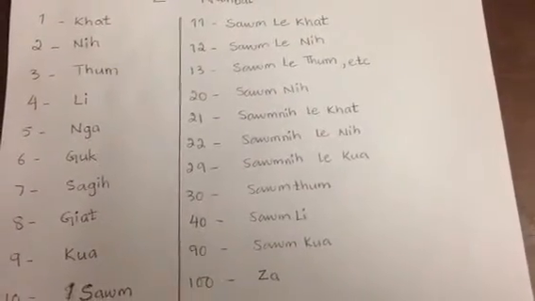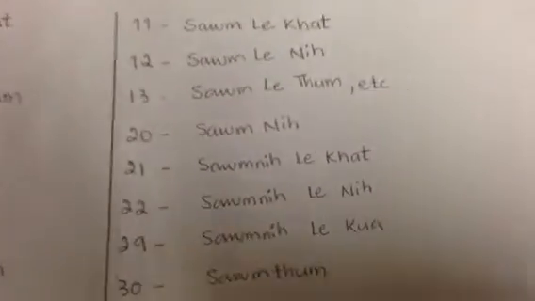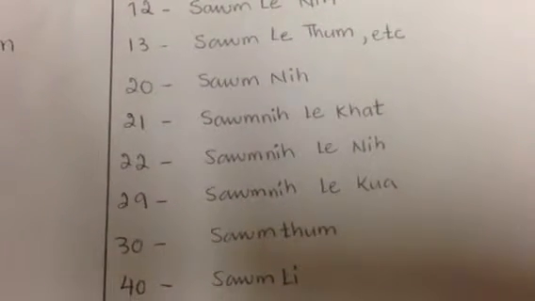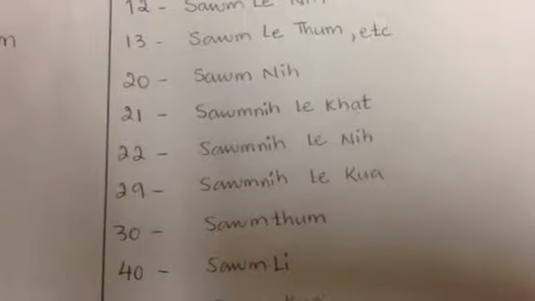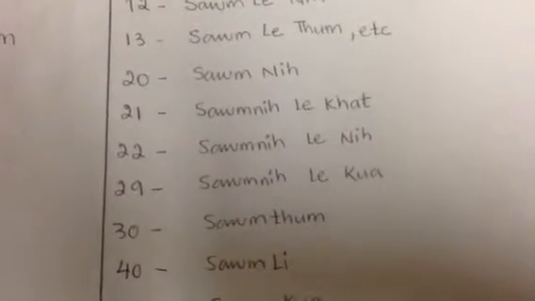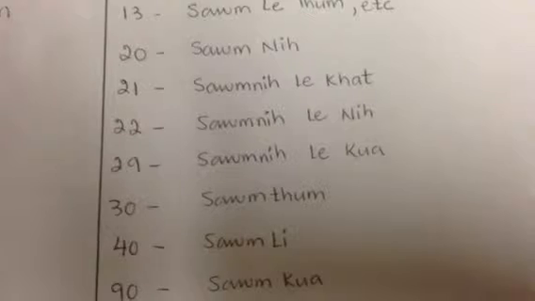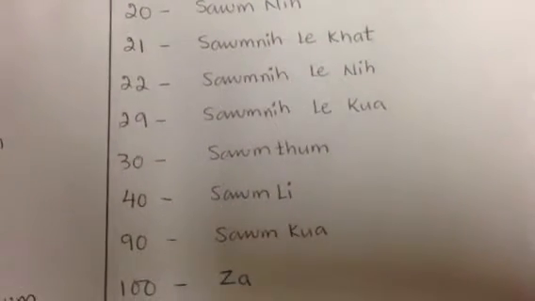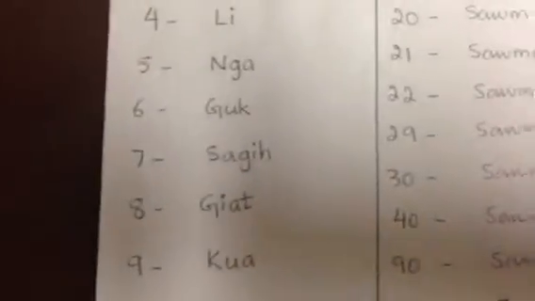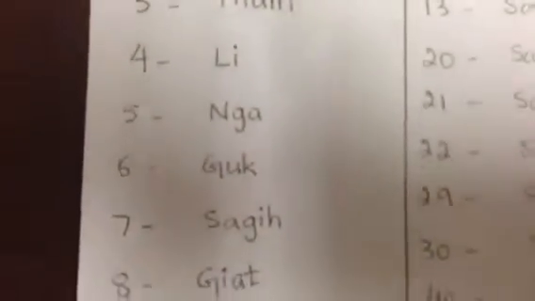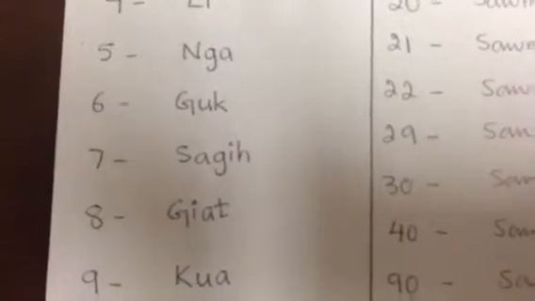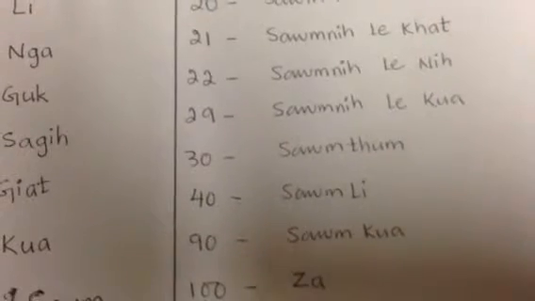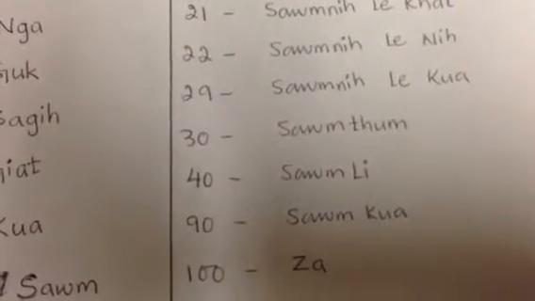And 20 will be som ni. And then 21 som ni la khat, 22 som ni la ni. And it's going up like that. 29 som ni la kwa, 30 som tum, 40 som li, 50 will be som nga, 60 will be som guk, 70 will be som sagi. It's like that. It's all start with som. 90 will be som kwa.